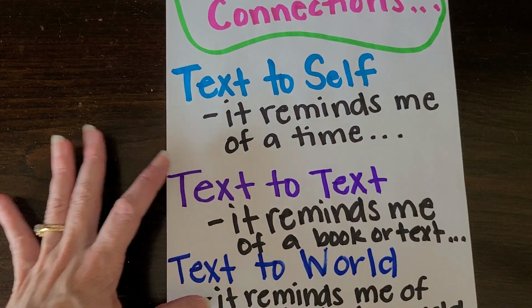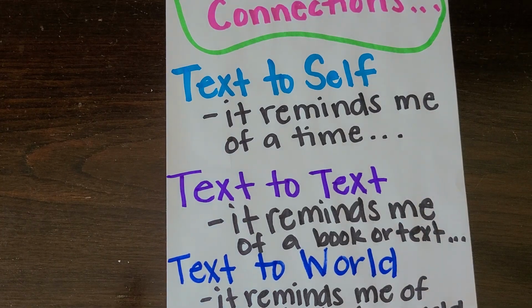And text to text is whenever you're reading a story and you remember a part of another story and you've made that connection to that story. So for instance, if you're reading a story about a rainbow and it talks about how at the end of the rainbow there's a pot of gold, and then you remember, oh, I remember in this other story, this other character found some gold too. So you made a connection to that story. So it's a text-to-text connection. You're remembering something that happened in another story you've already read.